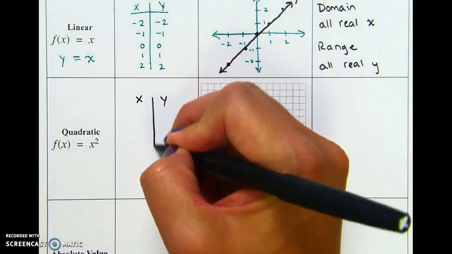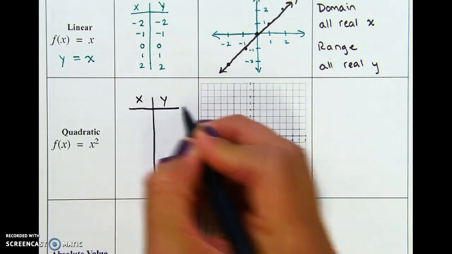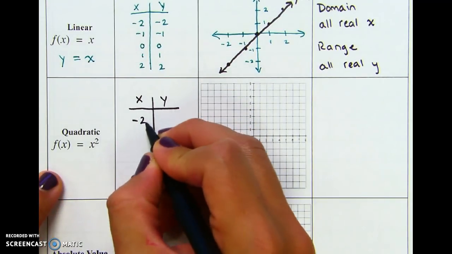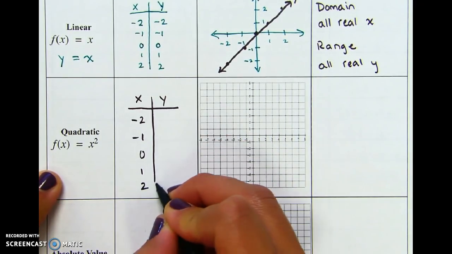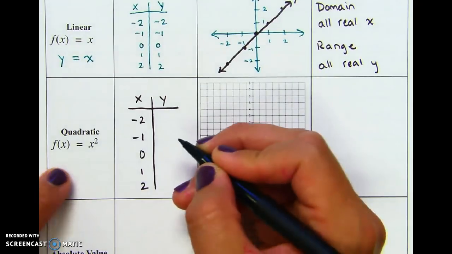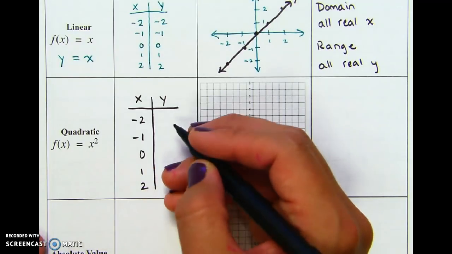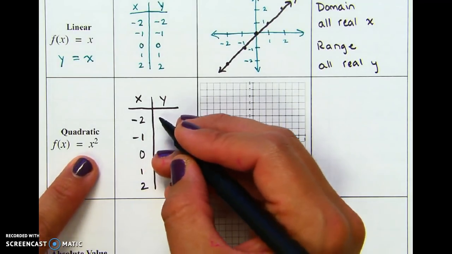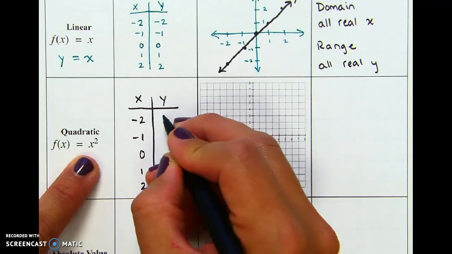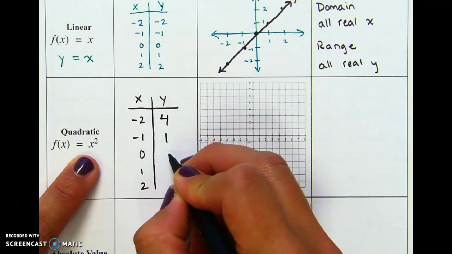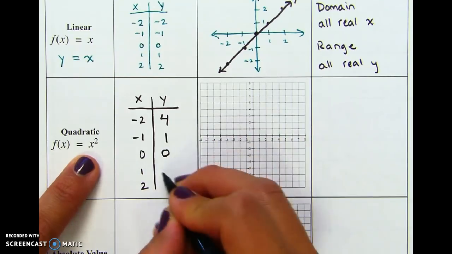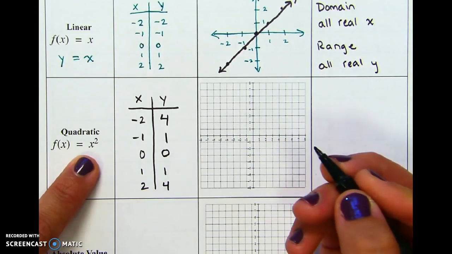Here we go. The same x values work well for this one. And what we're going to do to every x value is we're going to square it. So what's -2 quantity squared? 4. -1 quantity squared. 0 squared, 1 squared, 2 squared.